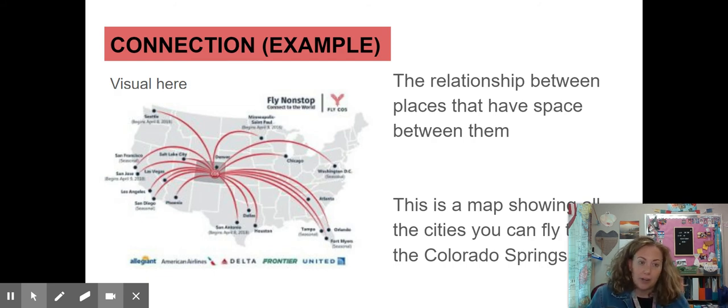If I was to go to Denver International Airport, this map would be way more intense because Denver is such a huge airport hub. They can fly to many, many more places. They can serve a way bigger area. But again, it's not like we're so isolated here in Fountain or Colorado Springs that we could never get out of here and go somewhere else.